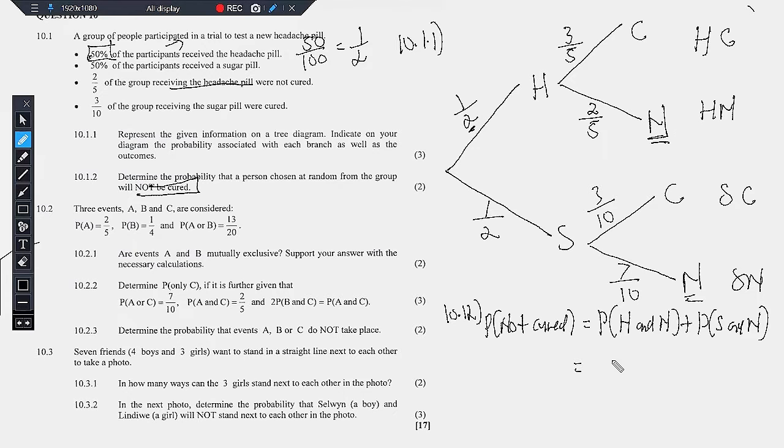So headache pill and not cured, that's basically 1/2 multiplied by 2/5.